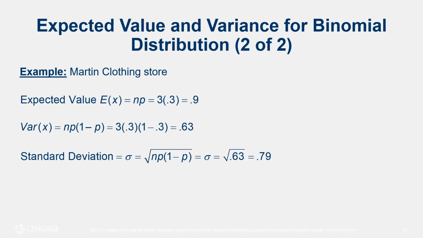So here's the Martin clothing one we just looked at. The expected value is 0.9. So out of 3 customers, based on a 30% chance of any one customer being a success, we would expect on average 0.9 successes, which really means that somewhere between every 3 and 4 customers, we're going to make a sale. Our variance is 0.63 and our standard deviation is 0.79.